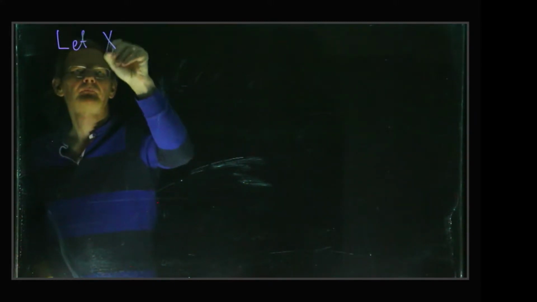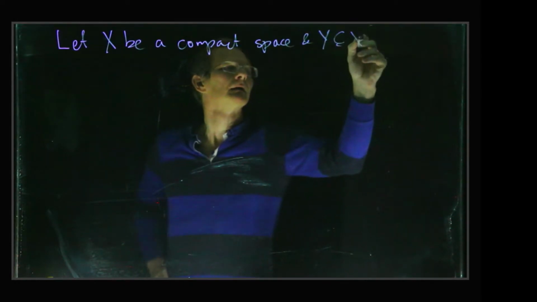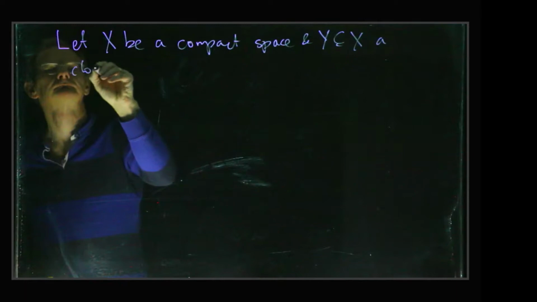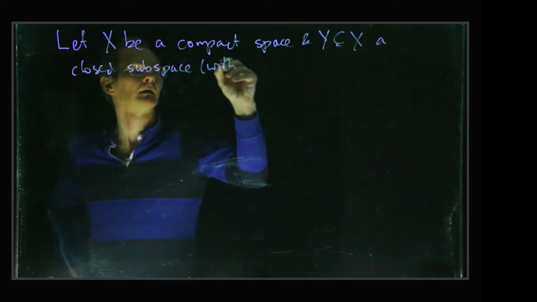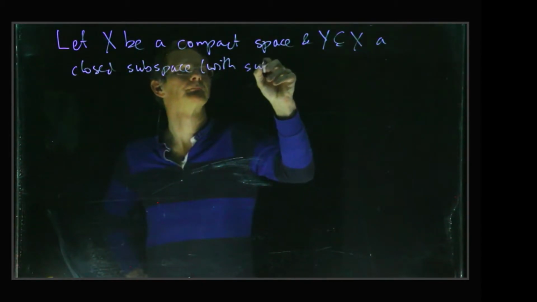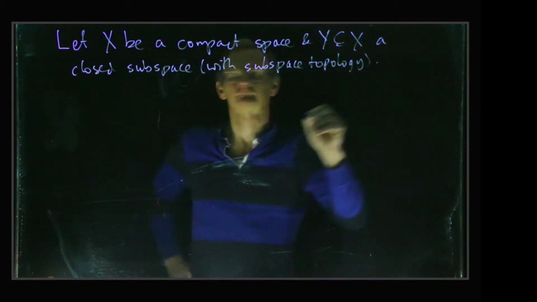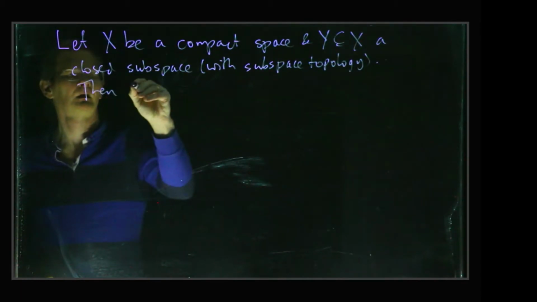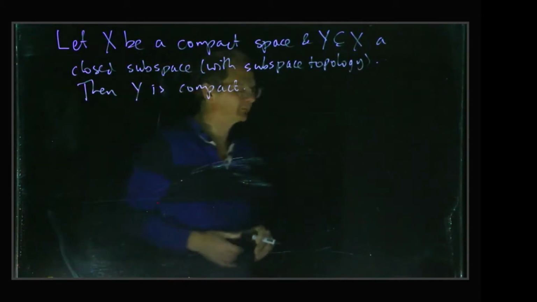Now I'm going to talk about compactness and subspaces. So firstly, let X be a compact space and Y a closed subspace. In other words, a closed set with the subspace topology. Then I'm claiming Y is also compact.